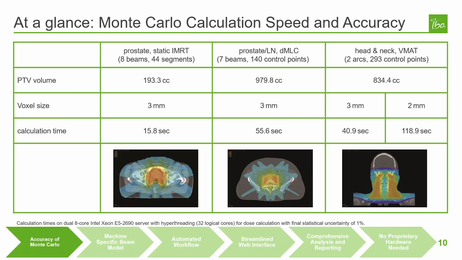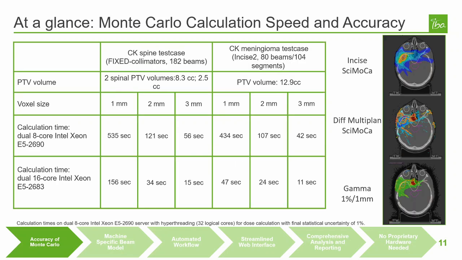Thanks to the intelligent implementation and advances in hardware processing power, SciMoCa delivers performance that meets the demands of the clinic. Linac calculation times are typically less than a minute. Here we have the calculation time for an 8-beam prostate course using 3mm voxel size at 16 seconds, running on a dual 8-core Xeon server, and more complex prostate cases coming in at a 1-minute calculation time.